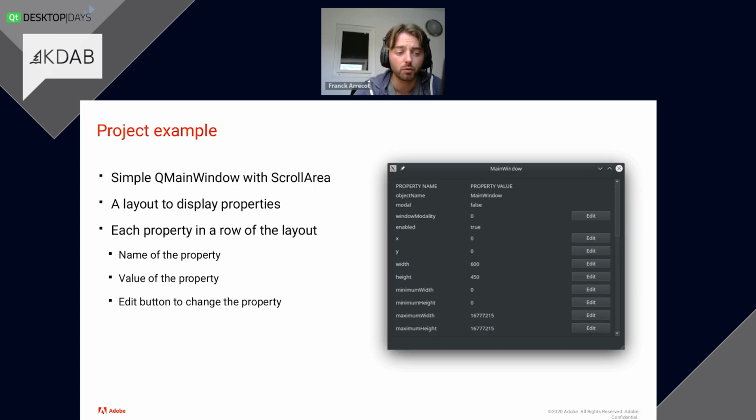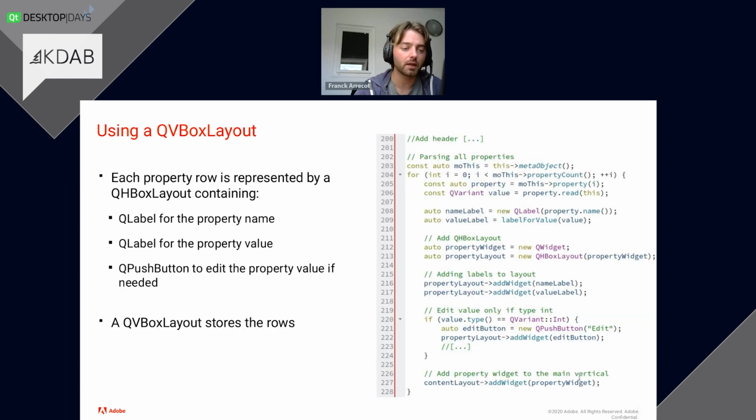So the first property would be object name, the second would be model, and so on. Each of them has a value: main window, false, 0, true, and so on. On line 204, we start a loop around the property count and retrieve the property. It doesn't really matter, let's consider this line magic. You end up having the property and its value, and you can make a label out of it.